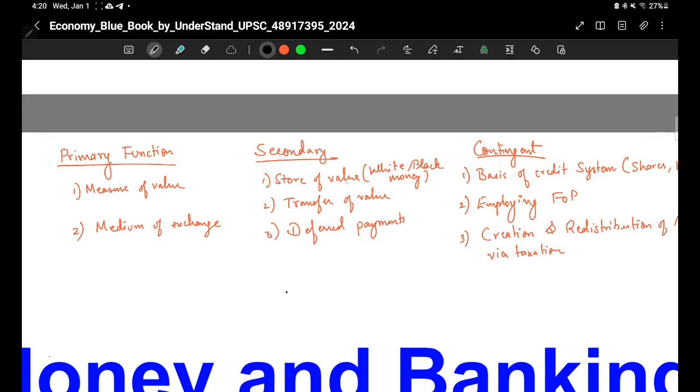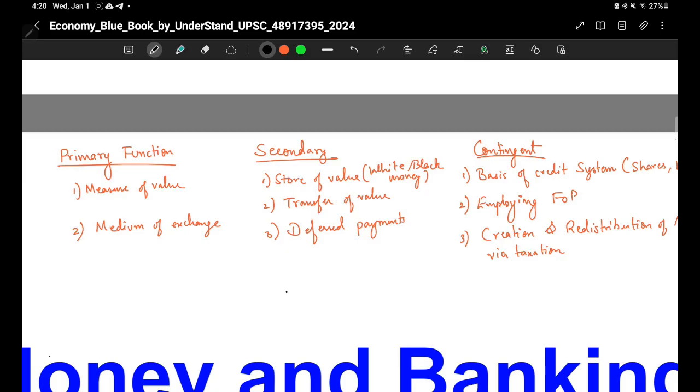Secondary functions: it acts as store of value, transfer of value, and deferred payments. What is store of value? Money is durable. Let's say you earn 1000 rupees, you can store that value for however long you want. It won't rot away. Same applies to white money and black money. Whatever kind of money, it will stay like that only.